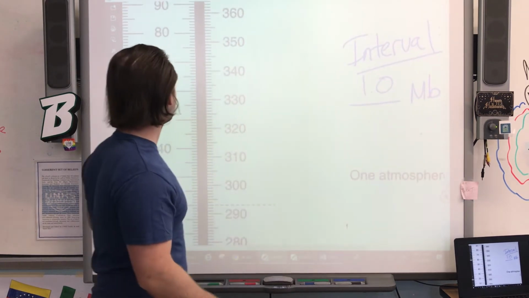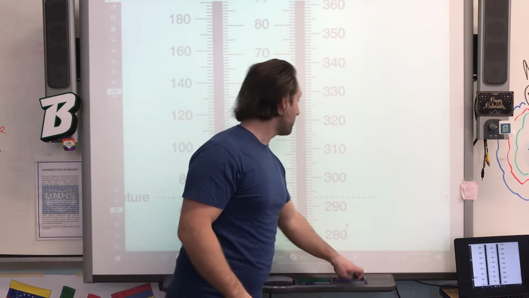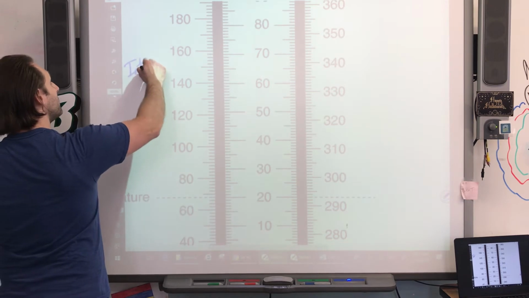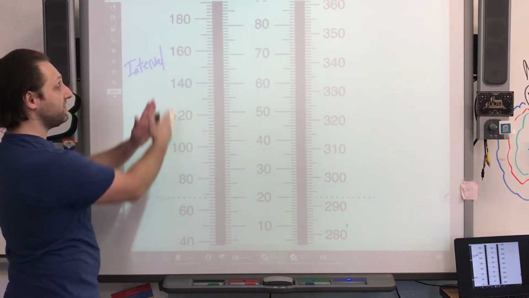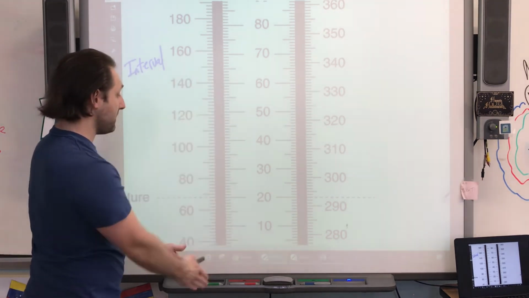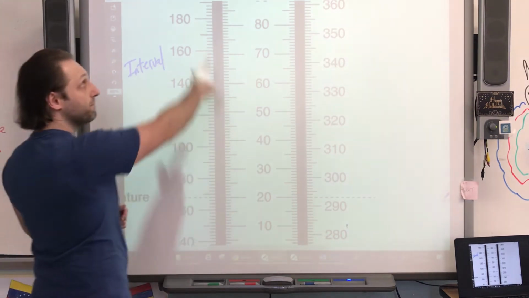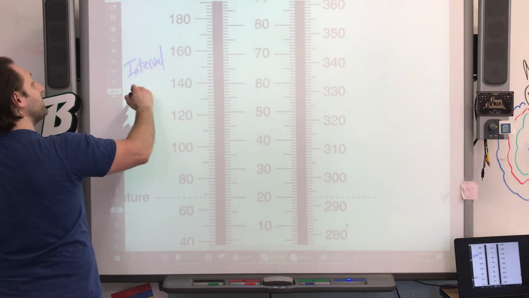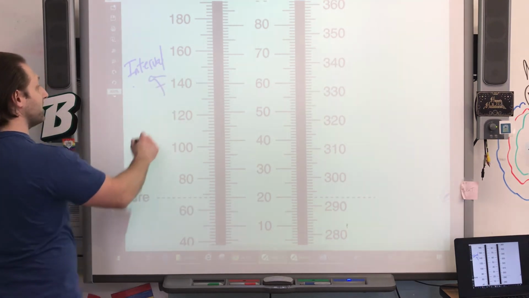Let's talk temperature scale. Okay, so we're going to need to figure out intervals here as well. So interval, and this down the center is going to be, you should know, based on the top of the diagram, Celsius. So over here, this is going to be interval in degrees Fahrenheit.